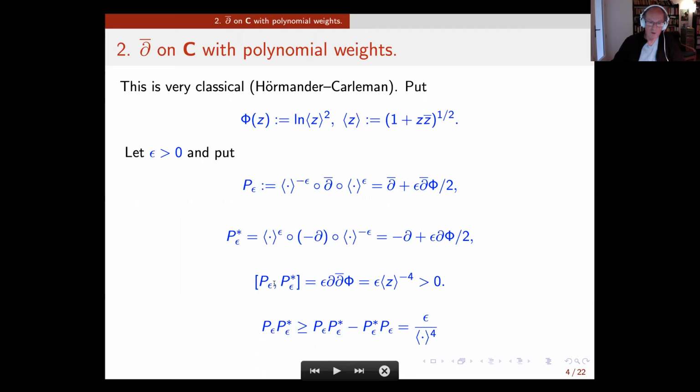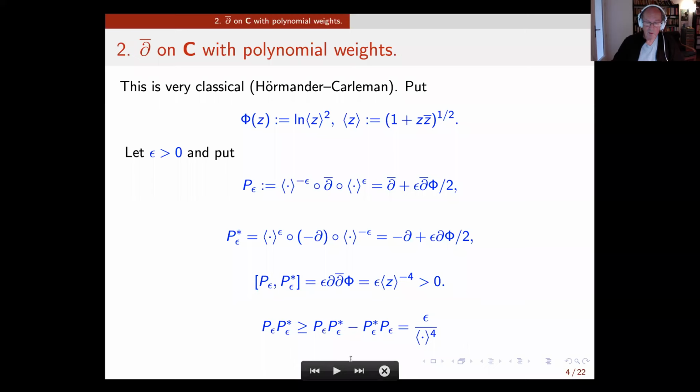So the conjugation affects only the zeroth order term in the operator. And then you look at the commutator, and the commutator here is epsilon times ∂∂-bar capital Phi, where Phi is the logarithm of bracket z squared. And you compute that bracket, and you see that it's bracket z to the power minus 4. So it's small at infinity, but it's sufficiently positive so that you can do things with this. And then finally you use the simple fact that P epsilon star is, in the operator sense, larger than or equal to the commutator. So I subtract a term here, then I can only decrease the operator. And this is what I just wrote on the preceding line.